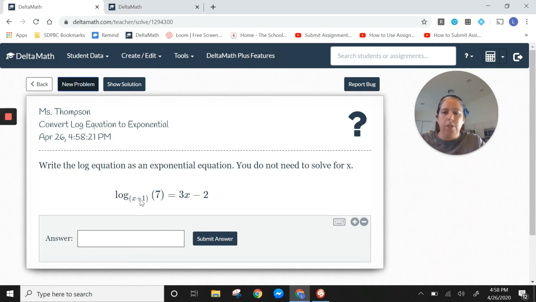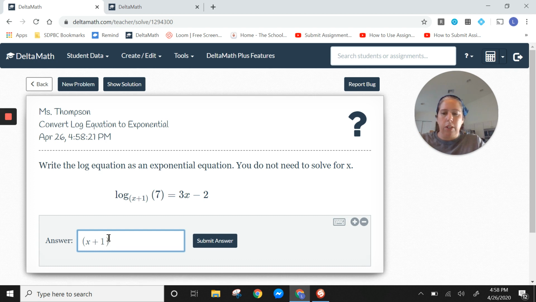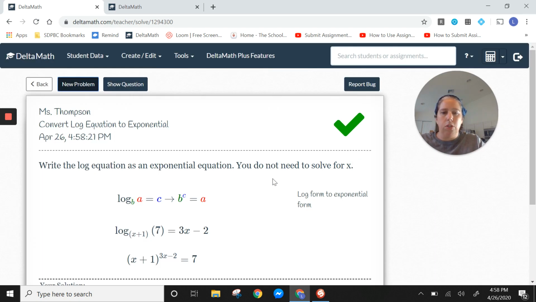Okay, same thing here. Now this one's actually in parentheses, so you're okay. You've got to still put the parentheses if they're there. So x plus 1, I'm going to use the caret button. It jumped up. Make sure you hit shift and then the 6. To the 3x minus 2 power, make sure you shift over, and that's going to equal 7. Bam, submit your answer. Are you sure? Yes.